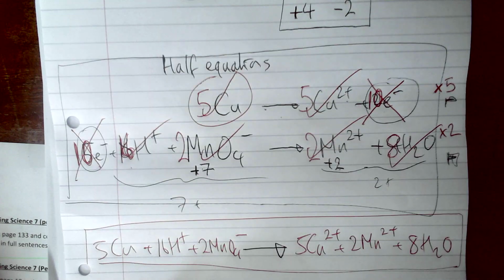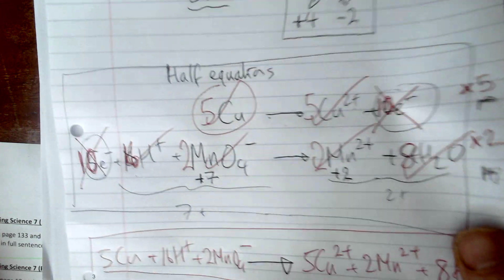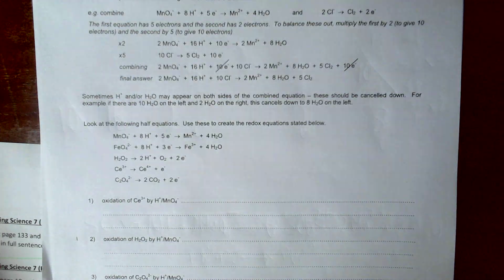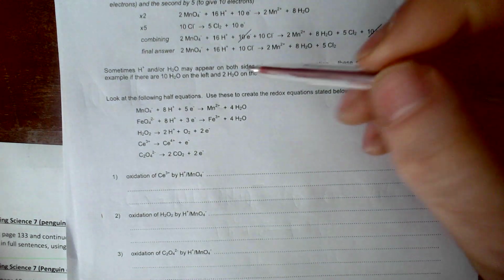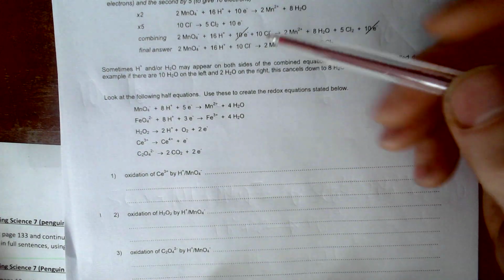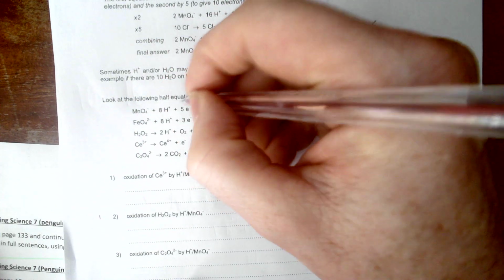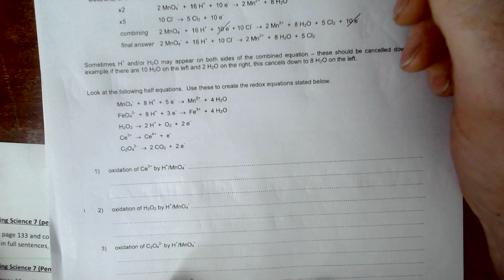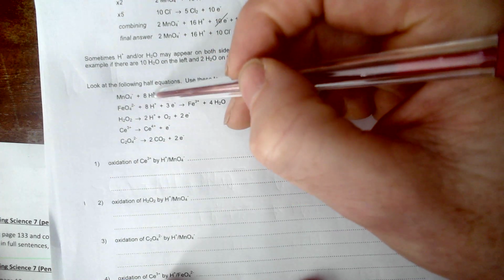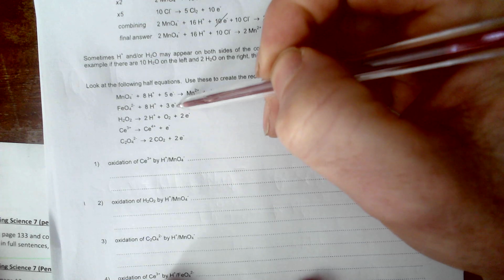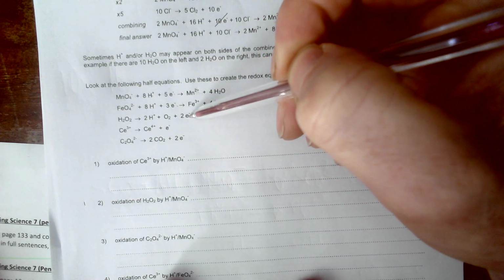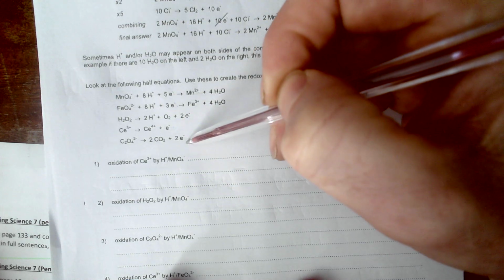Quite a neat little trick that's going to be very, very useful towards the end of year 12 and into year 13. So for this task, you've got some half equations that have been given to you. You don't need to balance them, they've already been done. So this is the one I've just used, MnO4- + 8H+ + 5 electrons. This is a 5 electron gain, a reduction. This is a 2 electron oxidation, a 1 electron and a 1 electron.